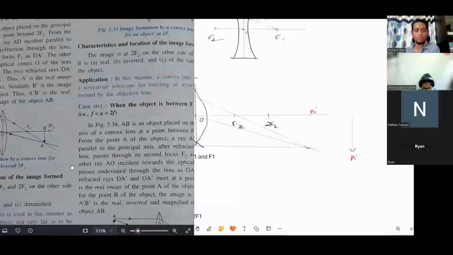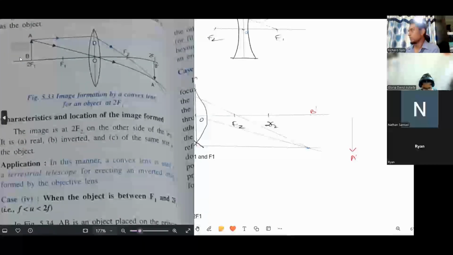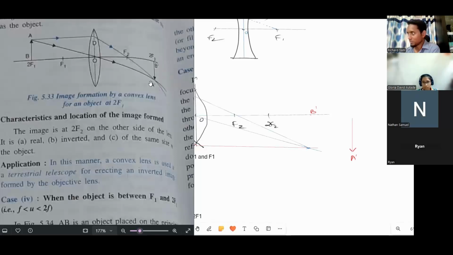Next, case 3 is where the object is at 2f1. Where is the image going to be formed? At 2f2. This is the hardest diagram to draw because your image needs to form exactly at 2f2. If you make some mistake, your image will go a little front or a little back and it won't form at 2f2. So here you have to make little adjustments to get your image to the right point. Okay, everyone?